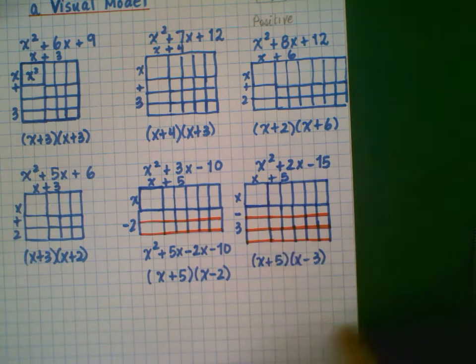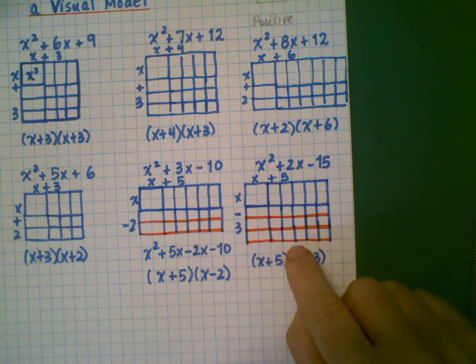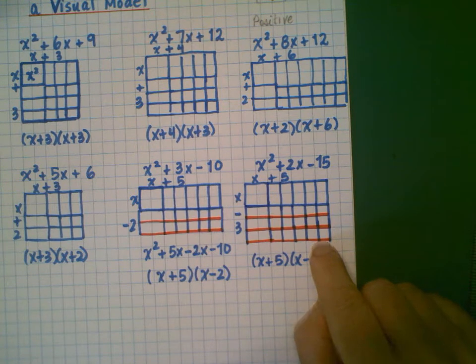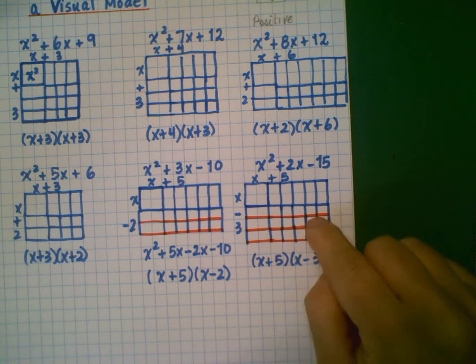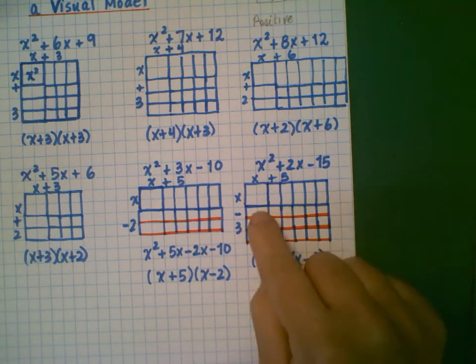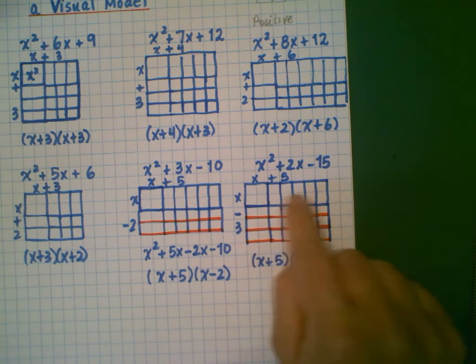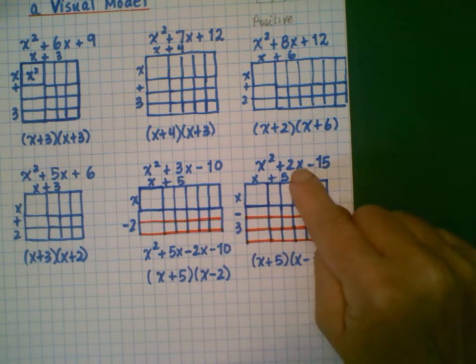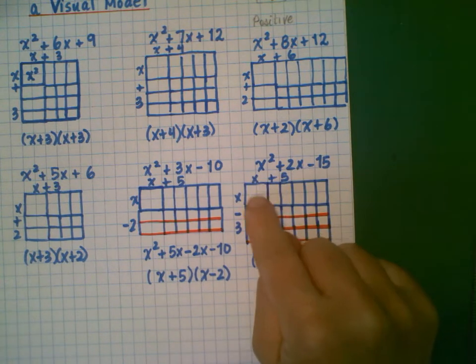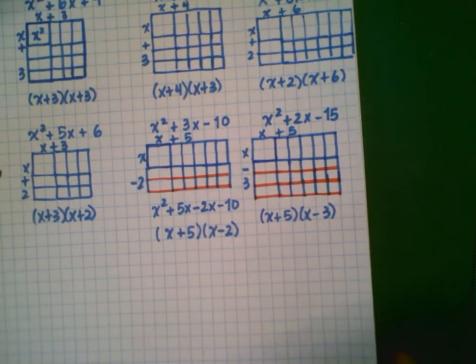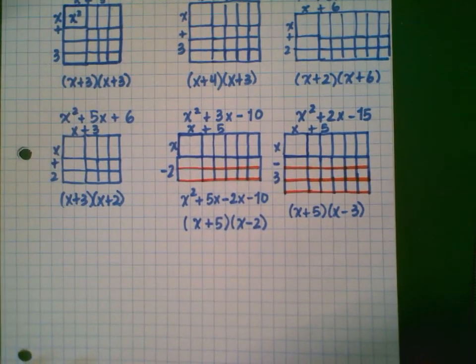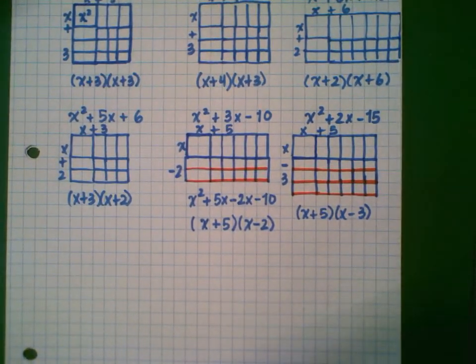And you could verify if you counted your intersections that you've got 15 little units that are negative. You've got 3 negative bars and 5 positive bars, making 2 bars, and then x squared up in the corner. Pardon me. Okay, let's try another one.